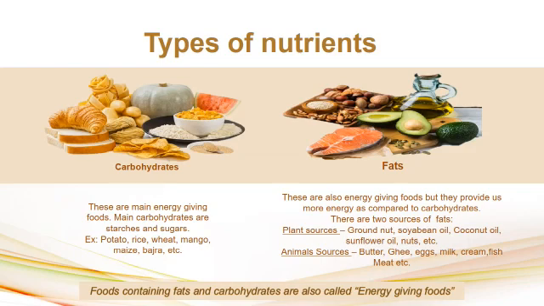fats. These are also energy giving foods, but they provide us more energy as compared to carbohydrates. There are two sources of fats, plant sources and animal sources. The examples of plant sources are groundnut, soybean oil, coconut oil, sunflower oil, nuts, etc. And the animal sources are butter, ghee, eggs, milk, cream, fish, meat, etc. Foods containing fats and carbohydrates are also called energy giving foods.